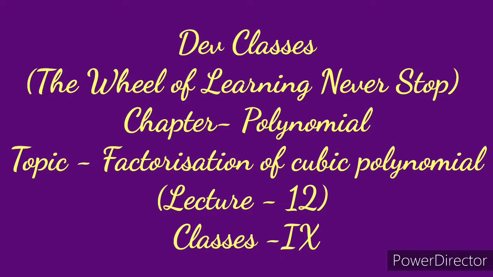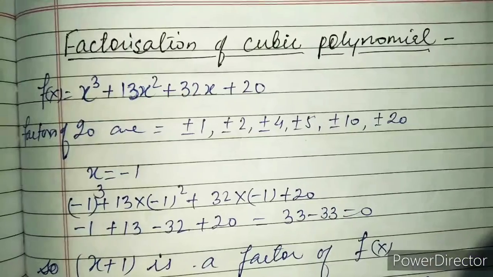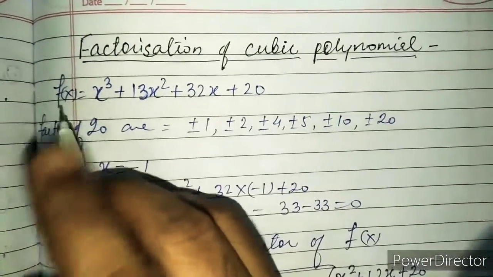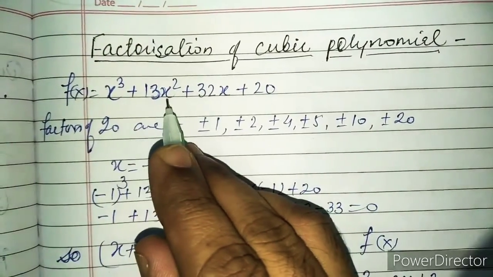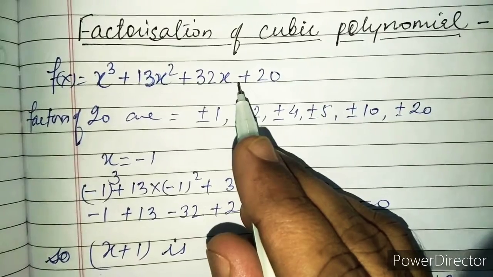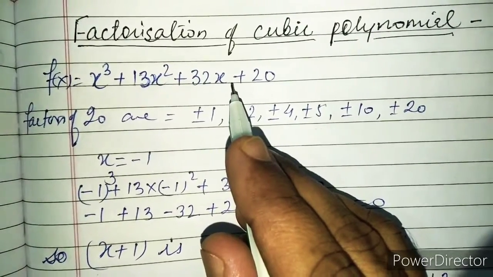So, students, now in factorization we have introduced so many methods for factorization of a given polynomial. Now the next method is factorization of a cubic polynomial. You can see here we have given f(x) equal to x cube plus 13x square plus 32x plus 20. It is a cubic polynomial. This we have to factorize.